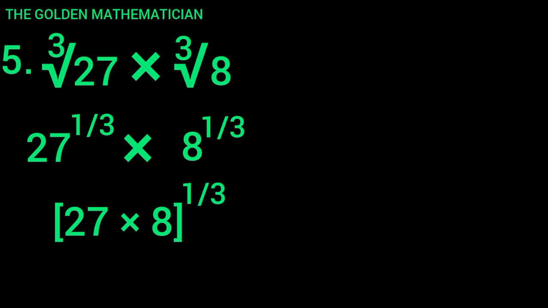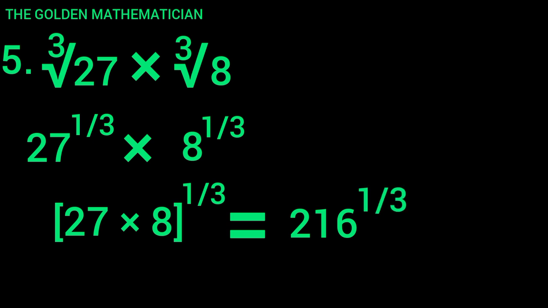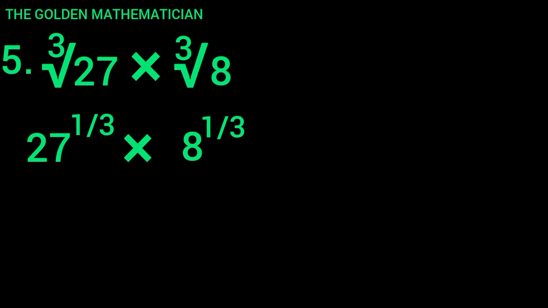27 times 8, which is equal to 216. Then we raise it to the power they both share, which is 1 over 3. So now we have 216 all raised to the power of 1 over 3. And it's the same thing as saying what is the cube root of 216. 216 all raised to the power of 1 over 3 is equal to the cube root of 216, which is 6.